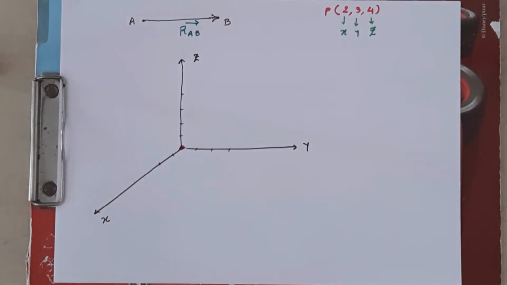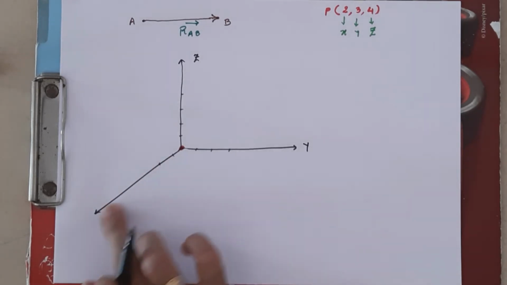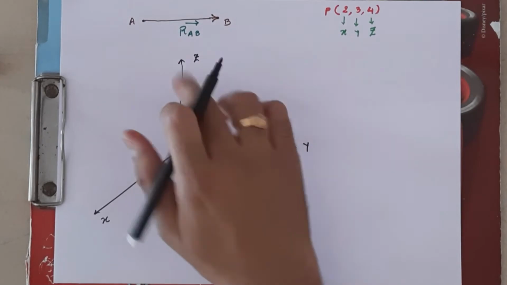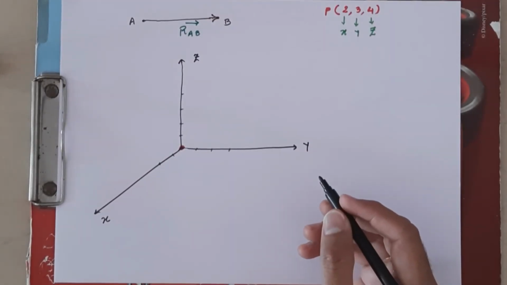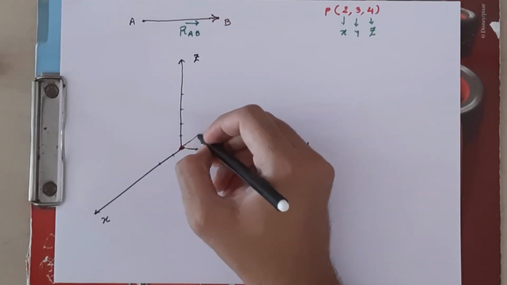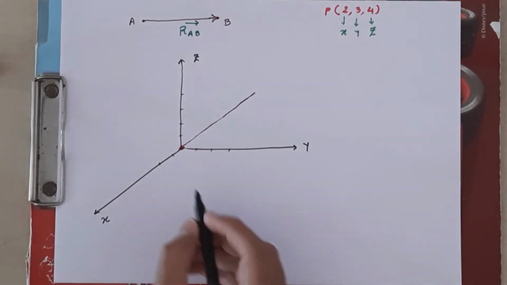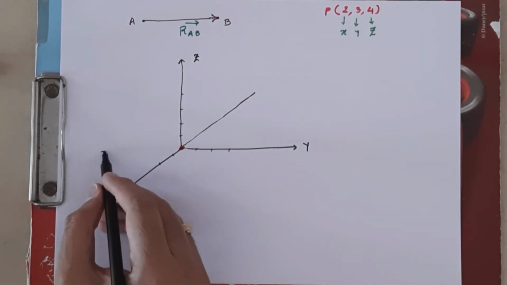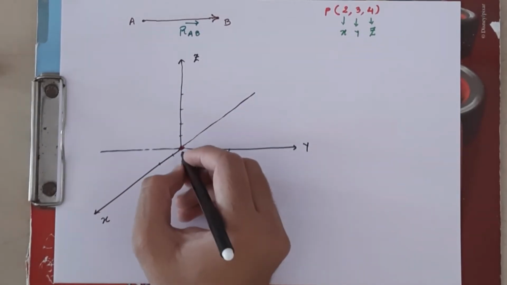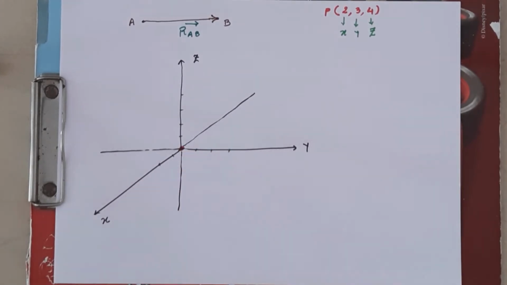Clear? So here I have not mentioned the negative x, y and z axes. These are the positive x axis, positive y axis and positive z axis. Where is the negative x axis? This axis is the negative x axis. Which one is the negative y axis? This axis is my negative y axis, and this one is my negative z axis.